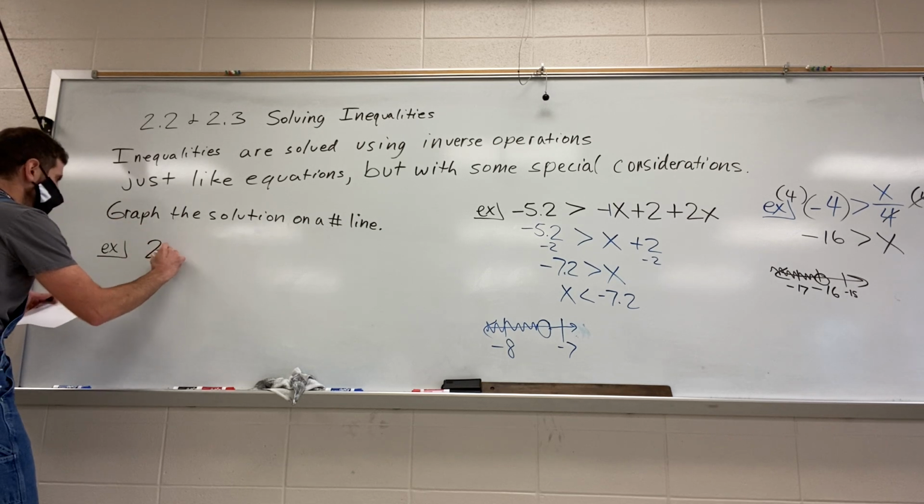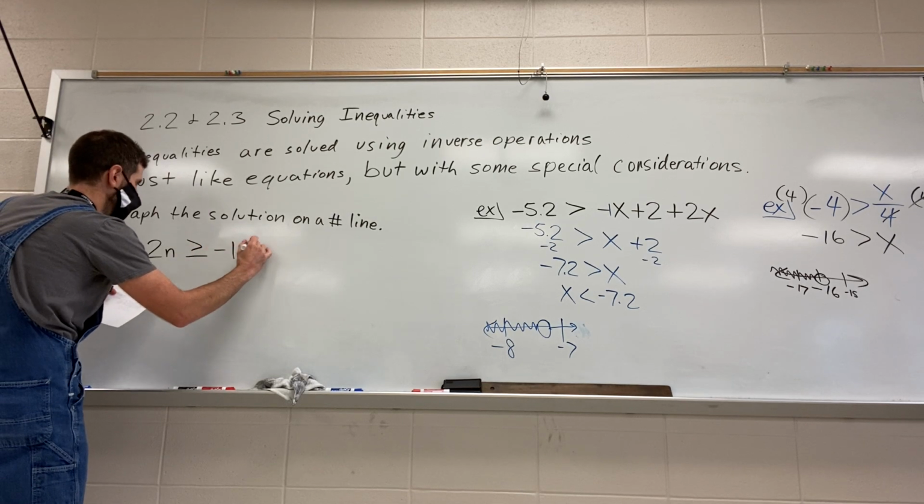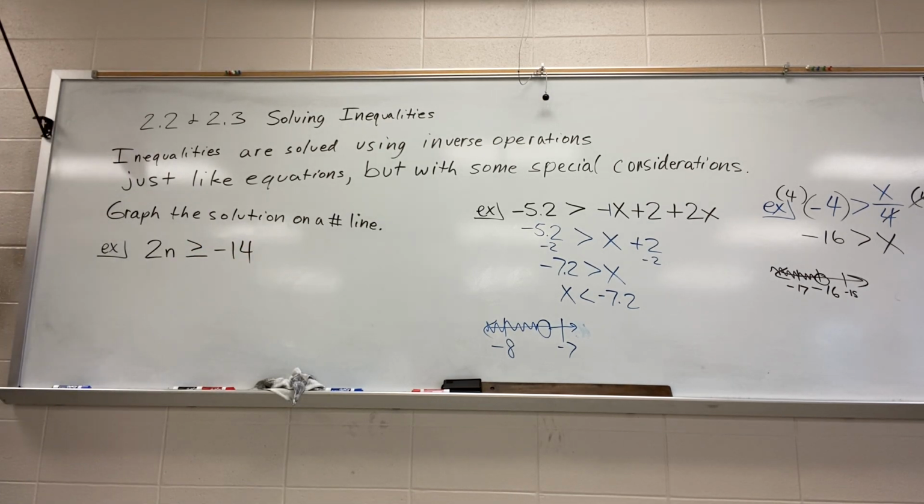How about 2n is greater than or equal to negative 14? I think you guys know how to do this, so I'll be quiet and we'll check our answers with each other.